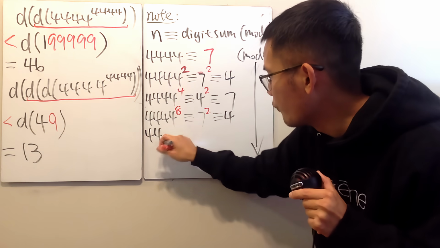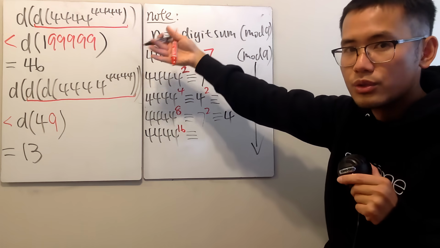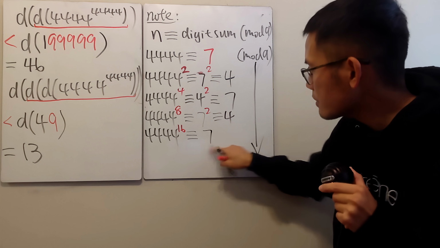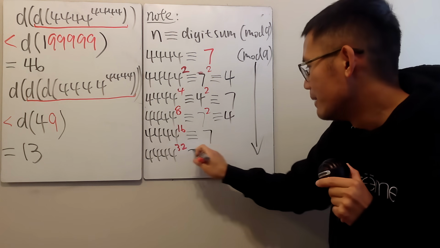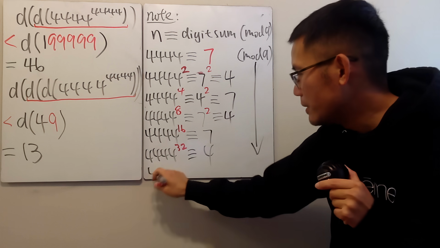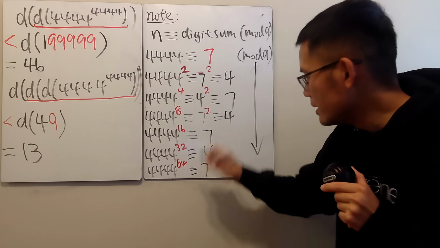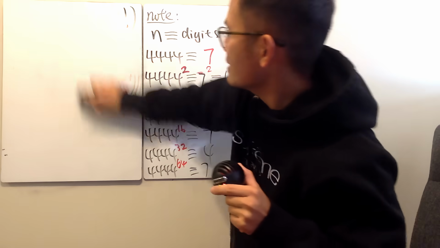So this one is 4444^16. We have to get up to close to 4444 for the power, so just bear with me. This is going to be 7. And then 4444^32, this is going to be 4. And then maybe I can fit in one more, 4444^64, which is congruent to 7. And then we just have to do it again and again.